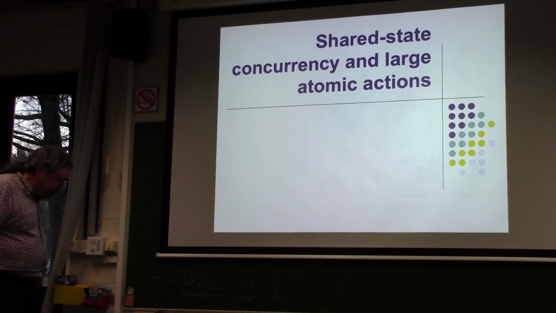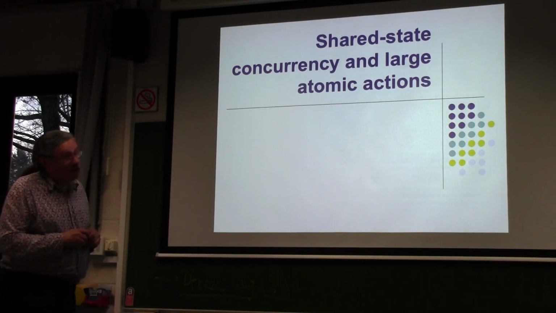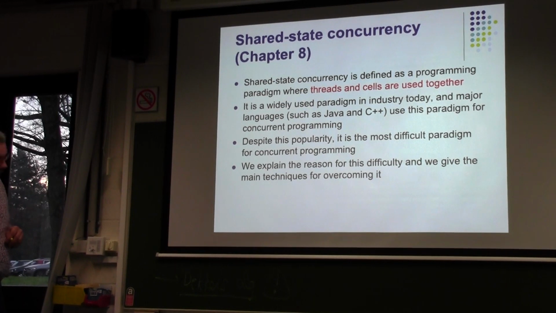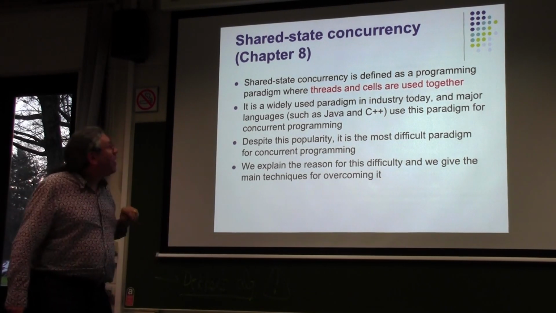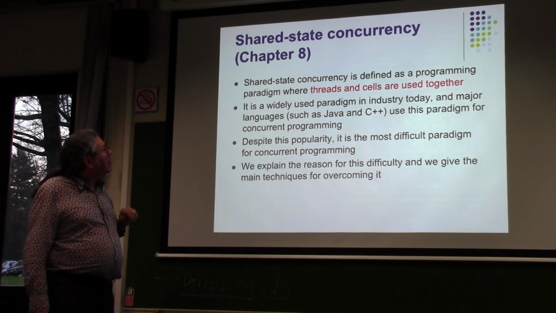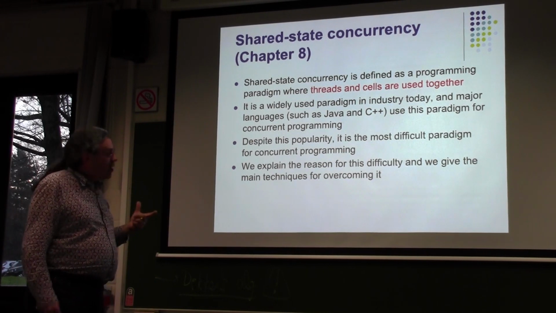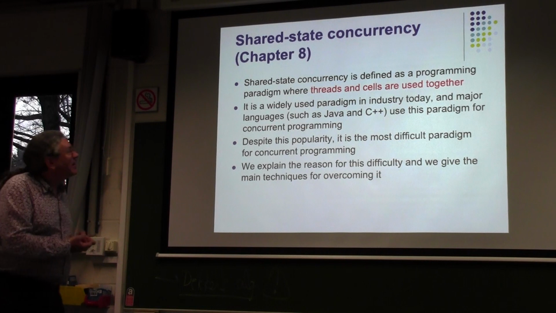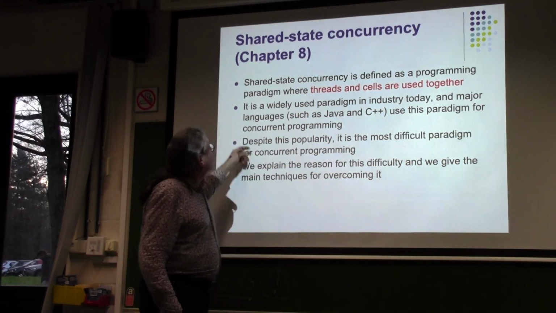Now, let me talk a little bit about shared state concurrency and how to do it, and basically how to build large atomic actions. Okay? So shared state concurrency, we define it as the programming paradigm where you have both threads and cells, and you use them together in the same program. Okay? So this is widely used, this is a very old paradigm.